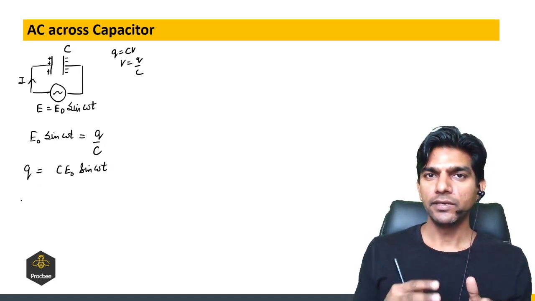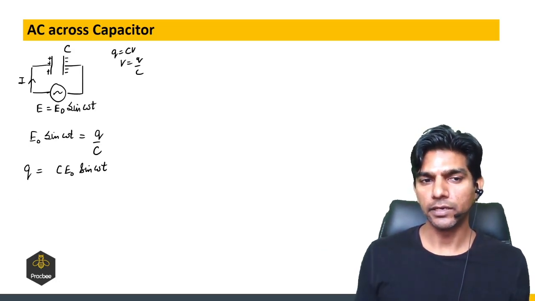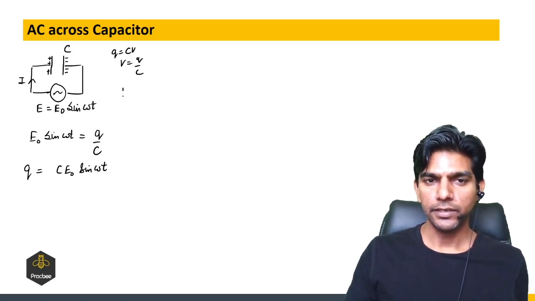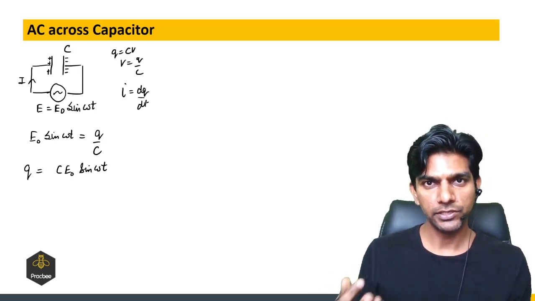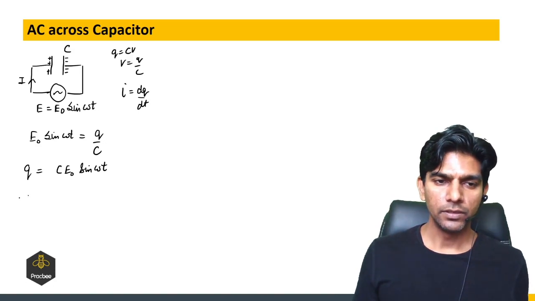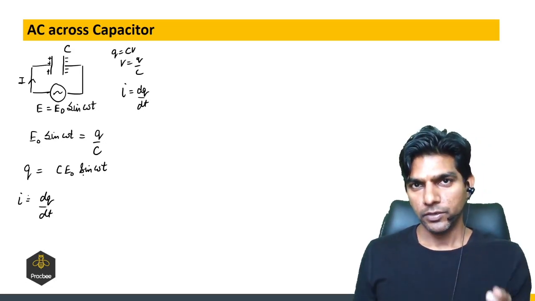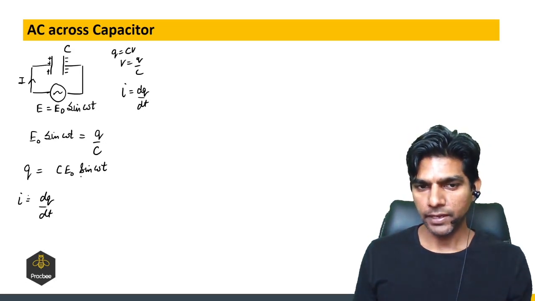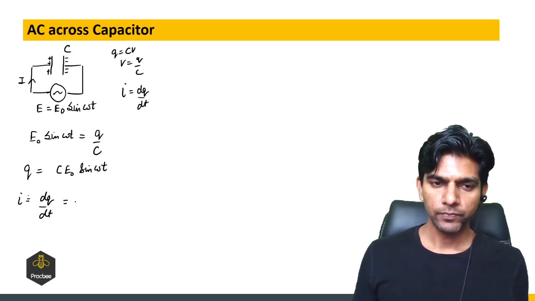Now this is the instantaneous charge on the capacitor. If I want to find the current in the circuit, we know that the current will be given by dq by dt, the rate at which the charge is being increased on the capacitor. So current will be dq by dt. If I differentiate this, C E naught is constant. Differentiation of sine is cos, and since the coefficient of t is omega, we have to multiply with omega. So it will be C E naught omega cos omega t.